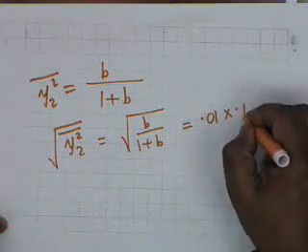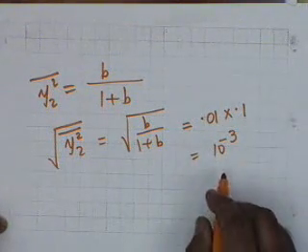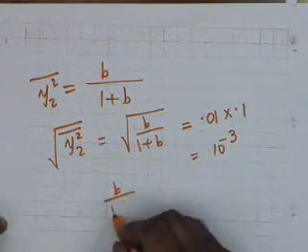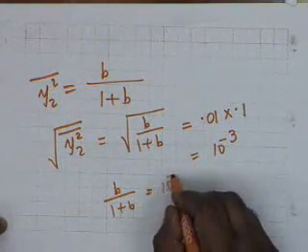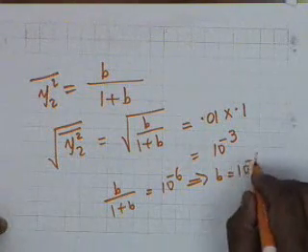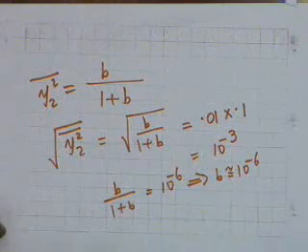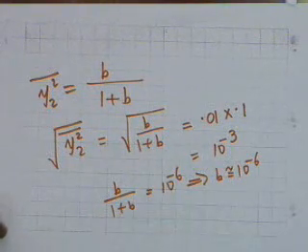1%, that is 0.01 of x0, and x0 is 0.1 volt, and therefore this is 10 to the power minus 3. Therefore b by 1 plus b is 10 to the minus 6. So what is b? Put an approximation sign, although it's more or less exact.